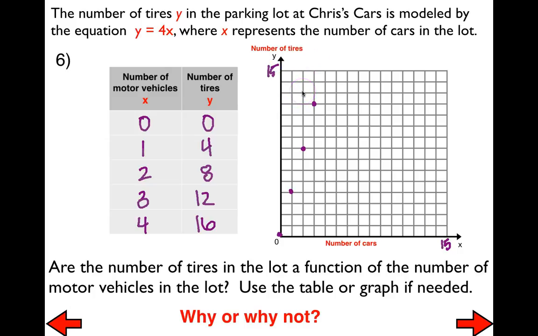So looking at this, can I tell whether or not it's a function? Absolutely. Looking at my graph, I can see that a vertical line would only touch this graph once every single time, so I would say it's a function.